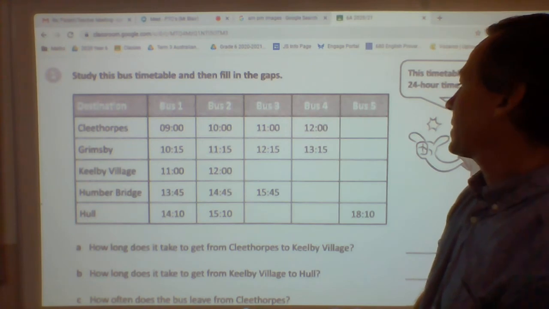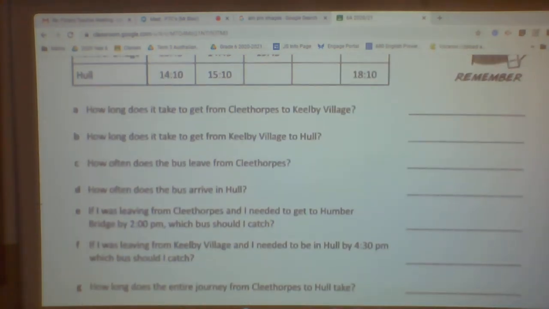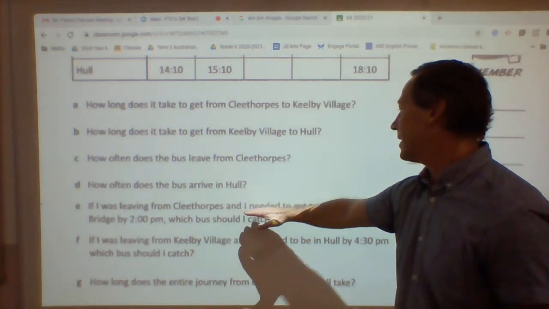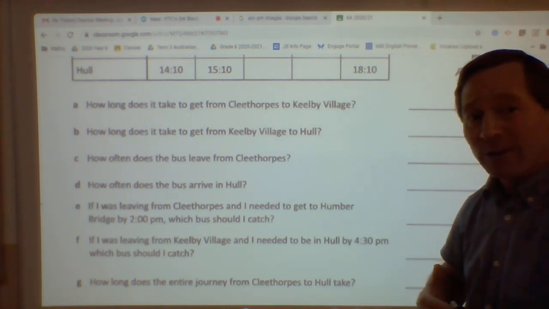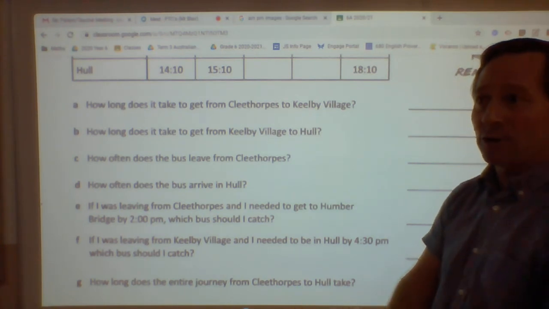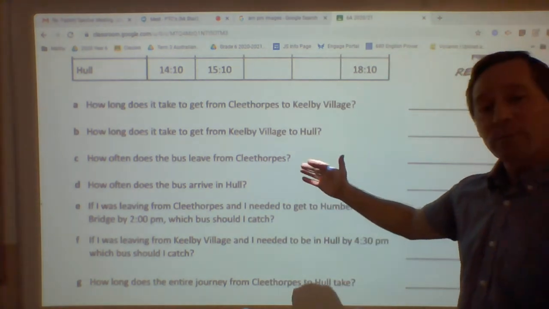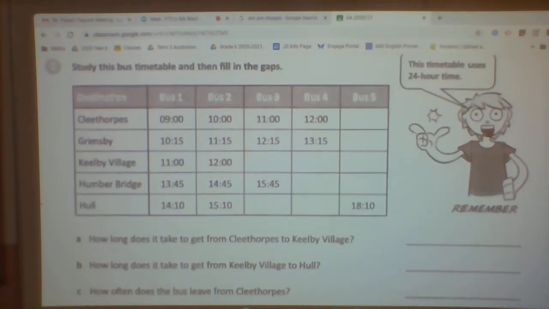There is a question on here, it says if I was leaving from Cleethorpes and I needed to get to Humber Bridge by 2 p.m., that means before 2 p.m. And often that means you're referring to the one that's closest to 2 p.m., but before 2 p.m. So, which bus should I catch? Cleethorpes, Humber Bridge by 2 p.m.